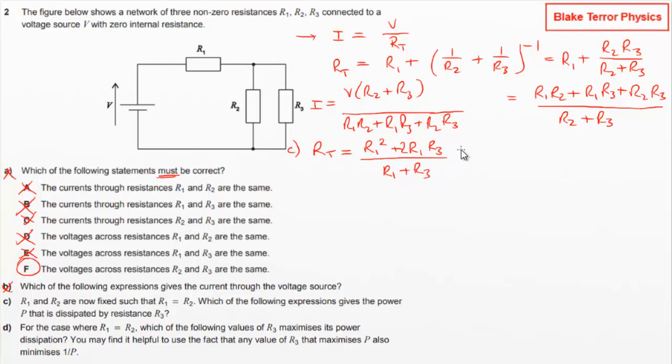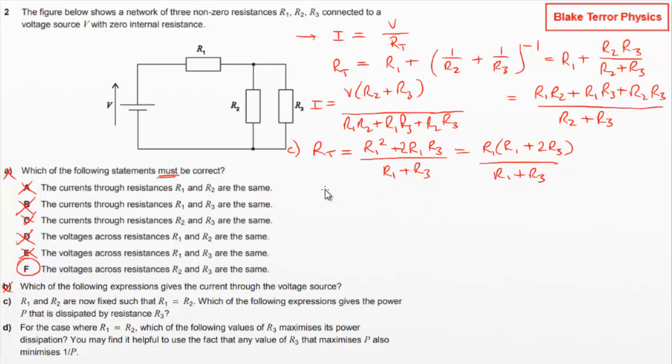So you could factorize an R1, I suppose, at the start, couldn't you? But I'll leave, yeah, let's do it now, I've said it. So R1 times R1 plus 2R3 divided by R1 plus R3. So that's our total resistance. What are we trying to work out? Power dissipated in resistance R3.